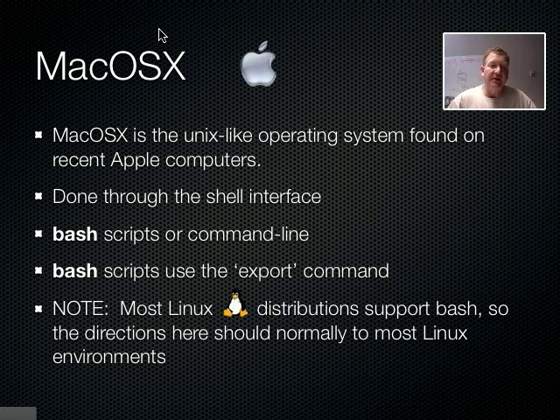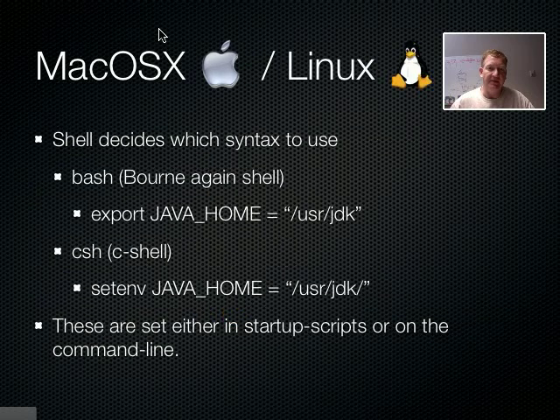Let's go on to the Mac OS X. Mac OS X is a Unix-like operating system used on most current Apple machines. To define environment variables in this environment, you usually do it through the shell interface. And on most of the current machines, they usually default to bash as the shell. And the bash scripts are kind of akin to the batch programming that is done on a Windows machine. And even though you can do environment variables on other scripting languages, we're going to focus principally on bash, but we'll touch a little bit on C shell.